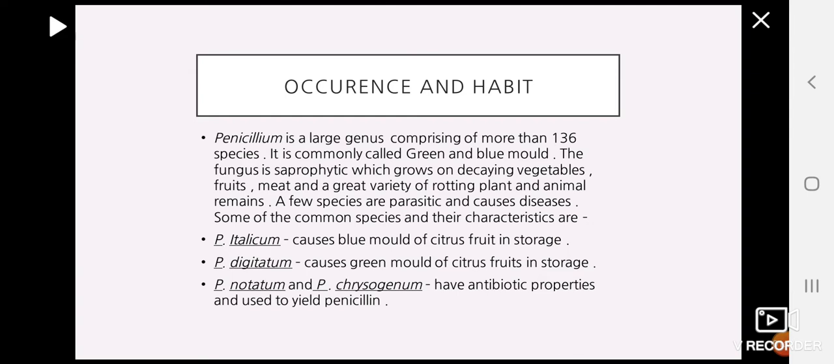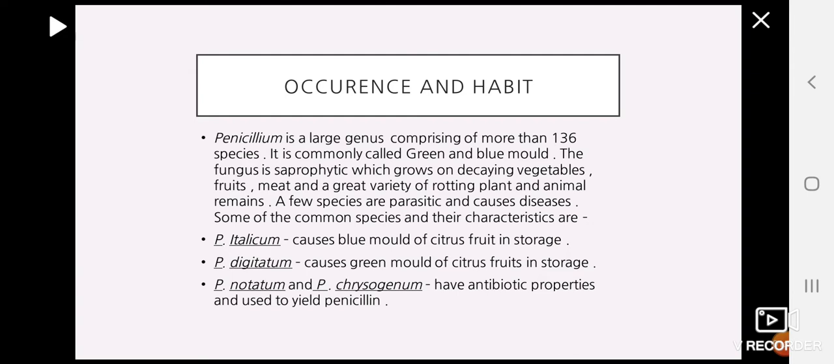includes 136 species and it has a saprophytic mode of nutrition. It grows on decaying vegetables, fruits, meat, rotting plants and animals. As it takes food from the dead organic matter, it releases enzymes which convert the complex organic molecules into simple ones. In this way, the digestion takes place outside its body, and a few species are also parasitic and they cause diseases.